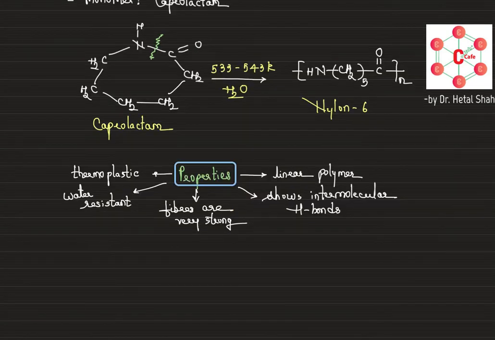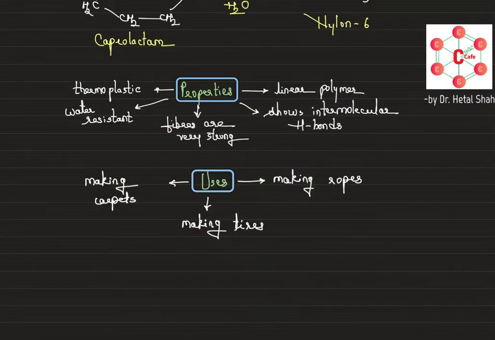So now let us discuss the properties. These are linear polymers, and again, due to the polyamide type of polymer, it would always have intermolecular H bonds. So the fibers have very high tensile strength. They are very strong. This is thermoplastic, and it is water resistant. So in the end, we have the uses.